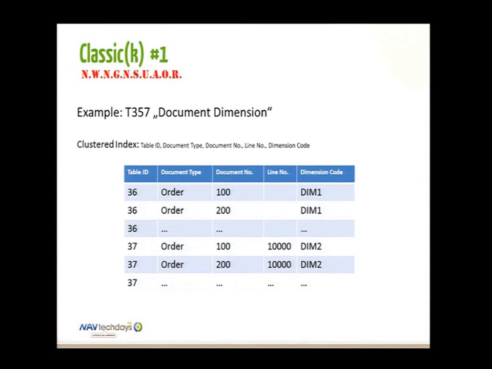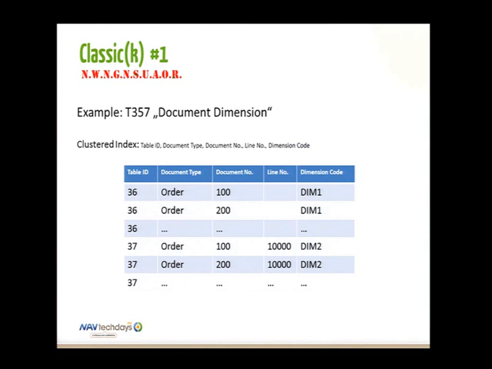Starting with the document dimension thingy. This is a problem that will happen to anybody working with dimensions in the current systems. It's just a matter of how many dimensions you use and how many documents you have. Because this is the general structure of this table, document dimension. And here, especially the clustered index. The clustered index, that's the index that defines how the records are sorted in the table. And this is the standard sorting order.